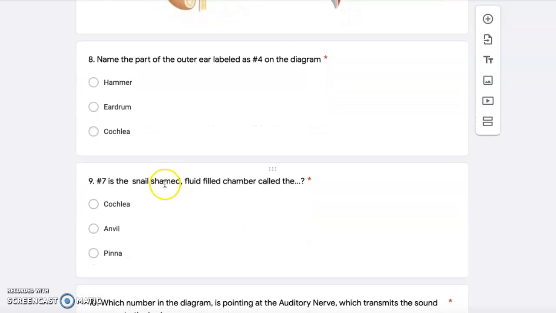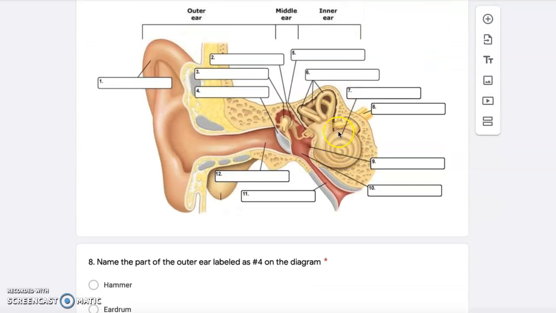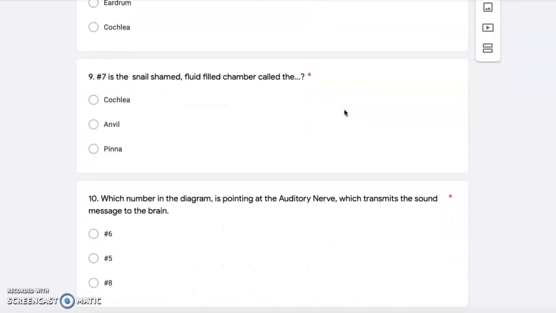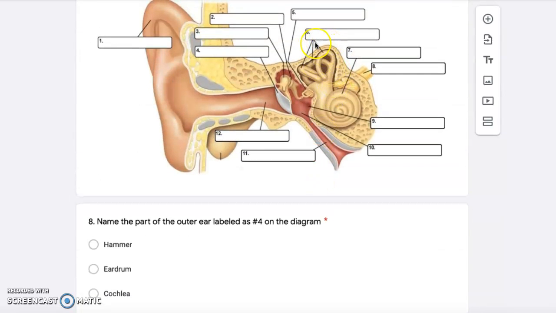Number 9. Number 7 is the snail-shaped, fluid-filled chamber called the cochlea, anvil, or pinna. So number 7 is right over here. And number 10, which number in the diagram is pointing at the auditory nerve, which transmits the sound message to the brain? Number 6, which is up here, number 5, or number 8.